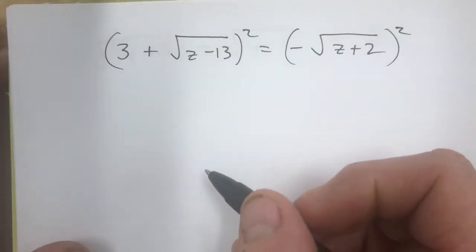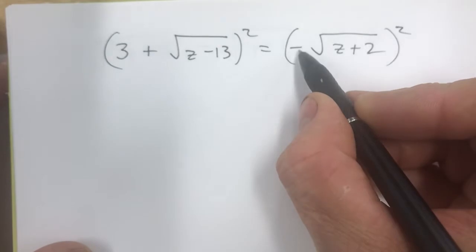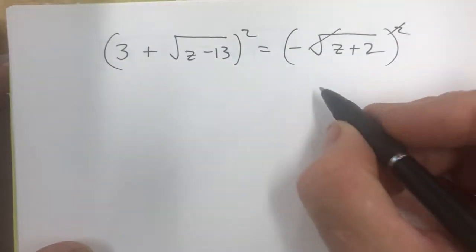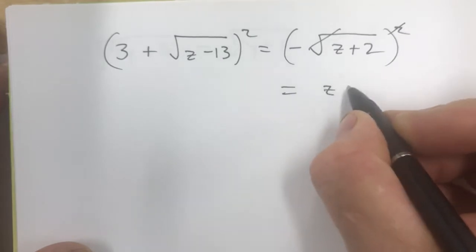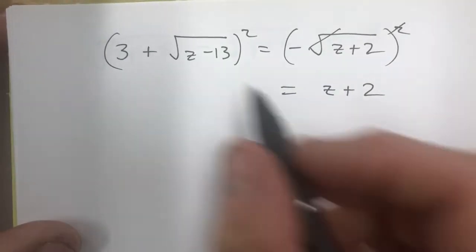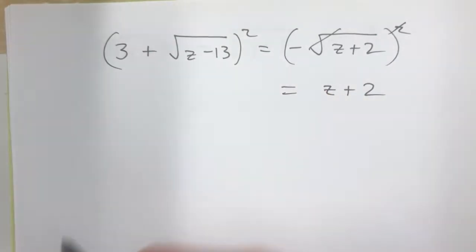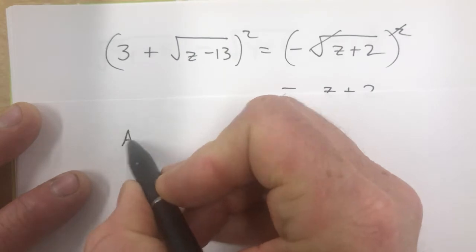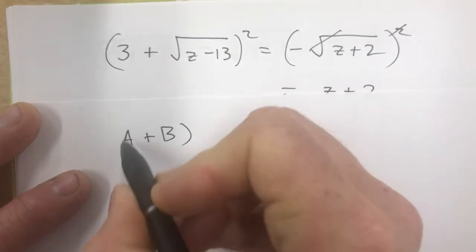Okay? So when I square this, well, I square the negative, which makes a positive, and I square the radical, which cancels. So on this side of the equals, I got z plus 2. Okay? When I square over here, all right, when I square on this side, I have a binomial. I've got an a plus b squared.